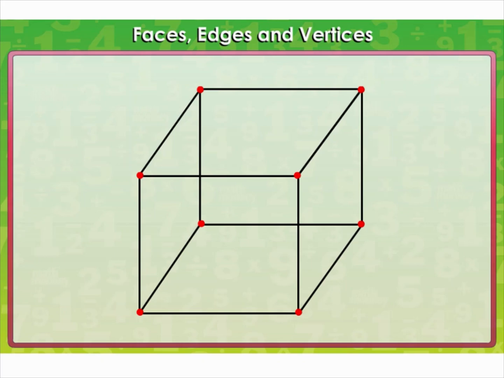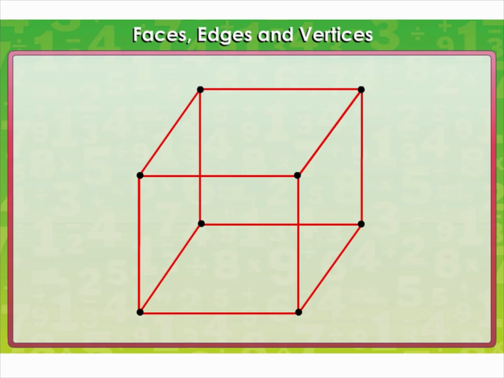What's an edge? An edge is a straight line. The cube has 1, 2, 3, 4, 5, 6, 7, 8, 9, 10, 11, and 12 edges. So a cube has 12 edges.